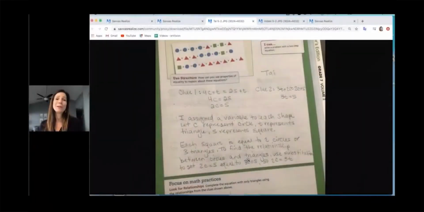Okay, Ty, thank you so much for sharing. It sounds like you really relied heavily on variables and assigning different variables to the work, and it really made it easier for you to simplify and work through the problem that way.